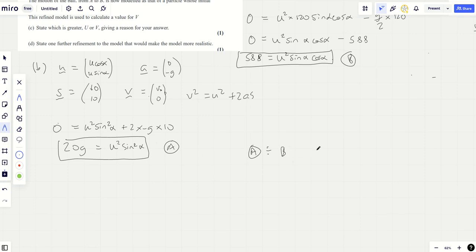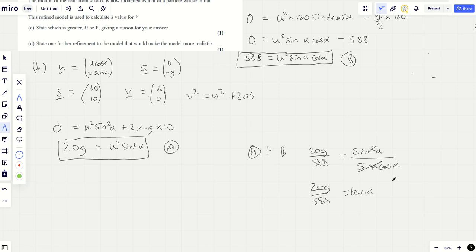Because this way, sure, we're going to get 20g over 588, but that's going to equal, the u squareds are going to cancel. Sine squared alpha divided by sine alpha is sine alpha, and then we're still going to divide by cos alpha. Basically you'll have sine squared alpha over sine alpha cos alpha, won't you? And you can write in the u squareds if you like, but they cancel. And so one of those cancels with that, and so you get 20g over 588 is tan alpha.